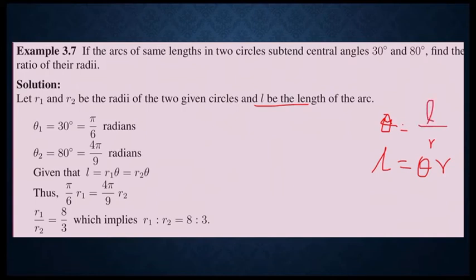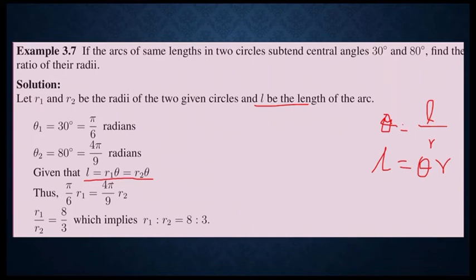So, theta is equal to L by R. So, L is equal to theta into R. Here given that L is equal to R1 theta. For the two circles, the arc length is same. So, R1 into theta is equal to R2 into theta.